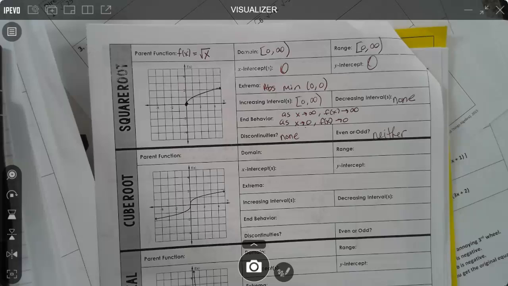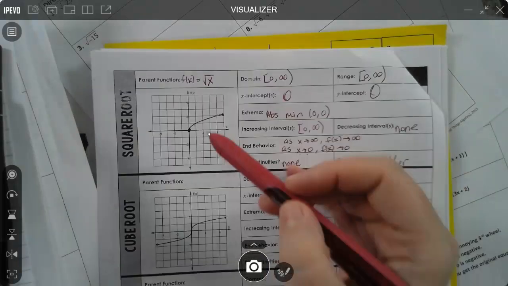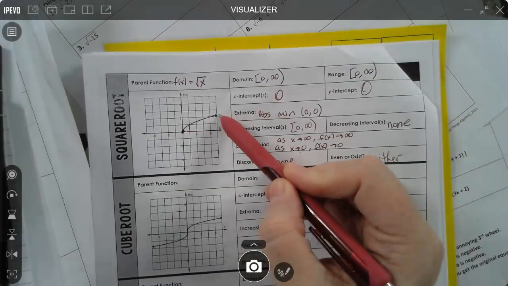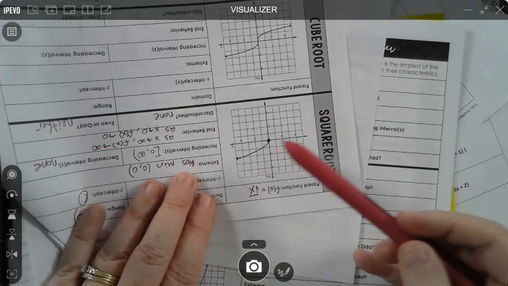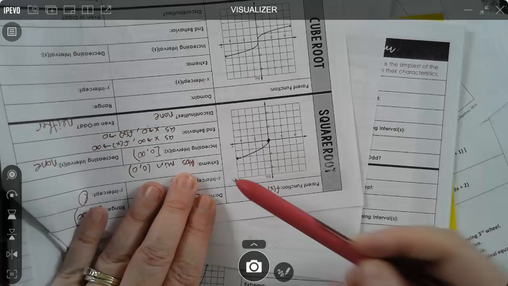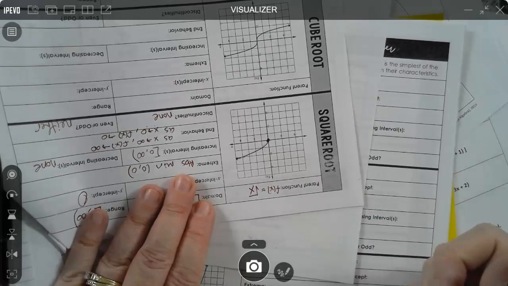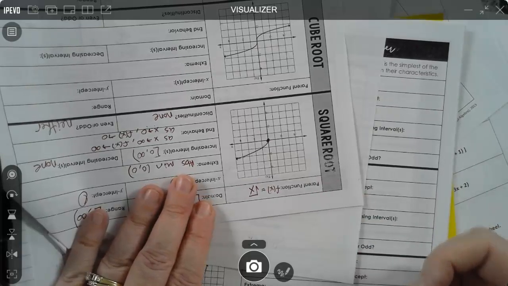So look at what it's doing right now. It's going up to the right. If I flip it upside down, it's not going up to the right anymore, it's going down to the left, so it doesn't look exactly the same. Odd means it looks exactly the same when you turn it upside down.